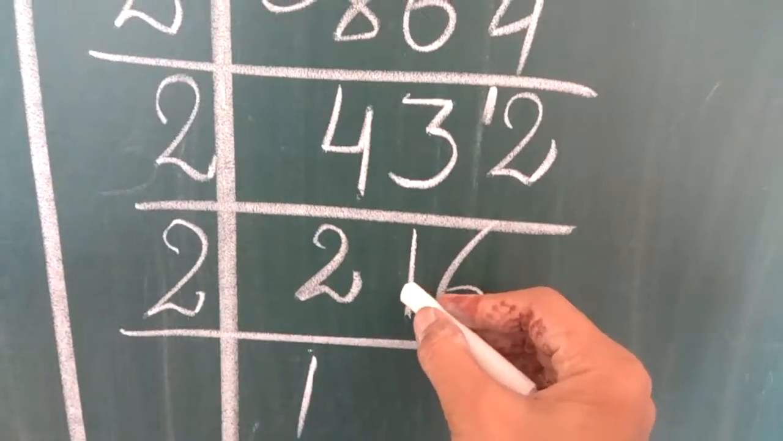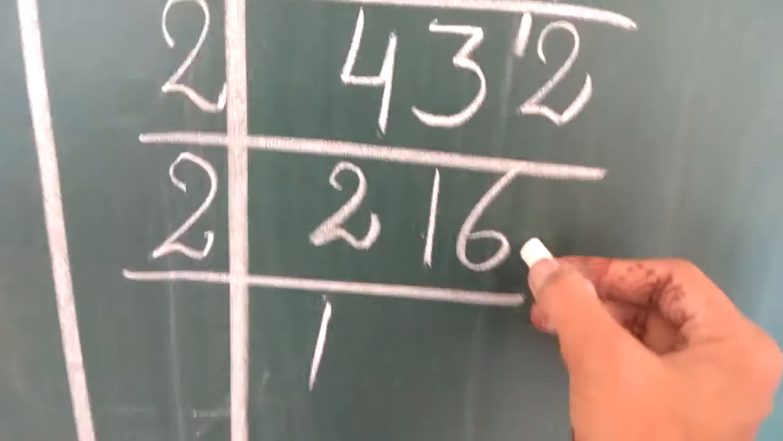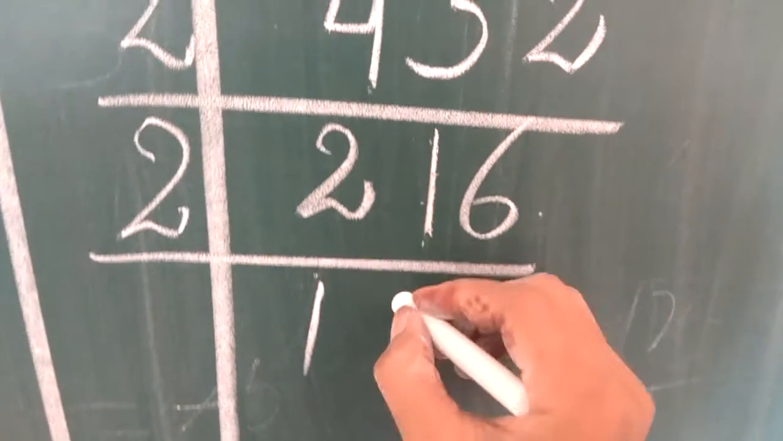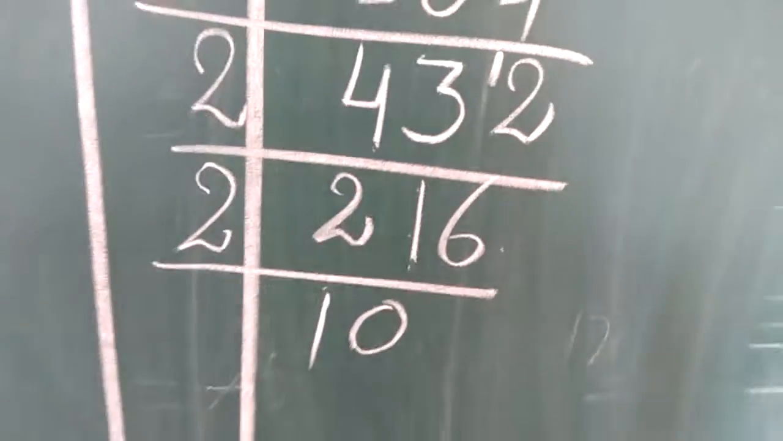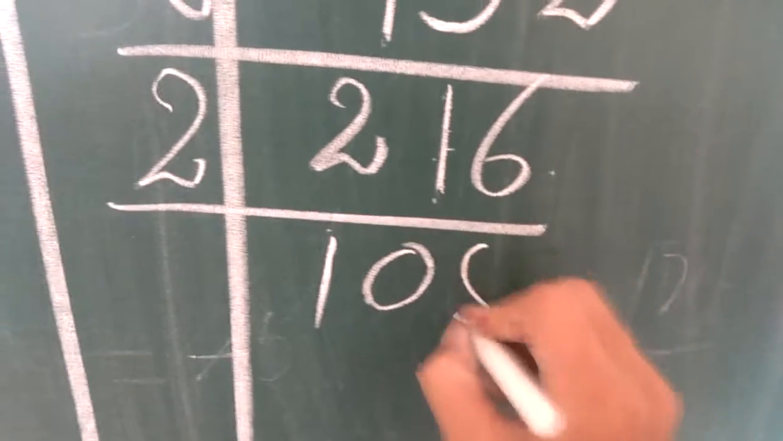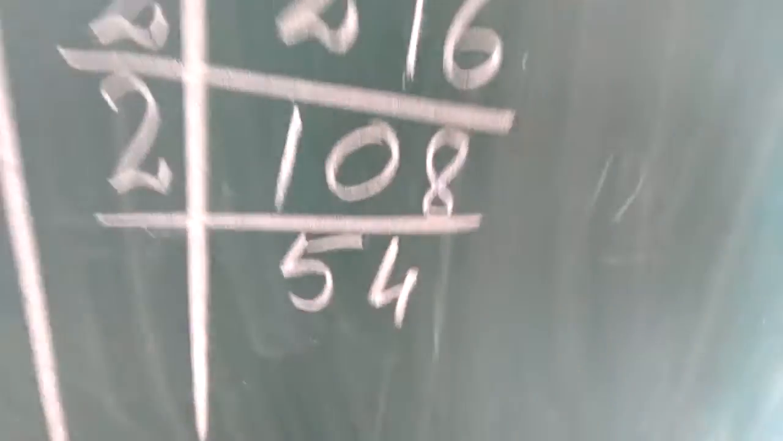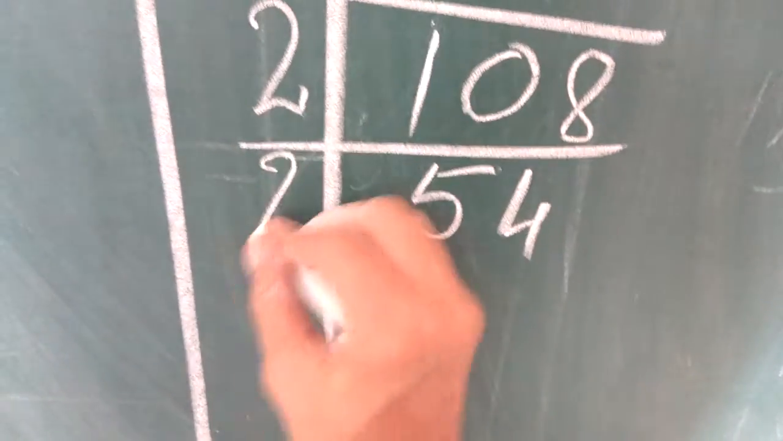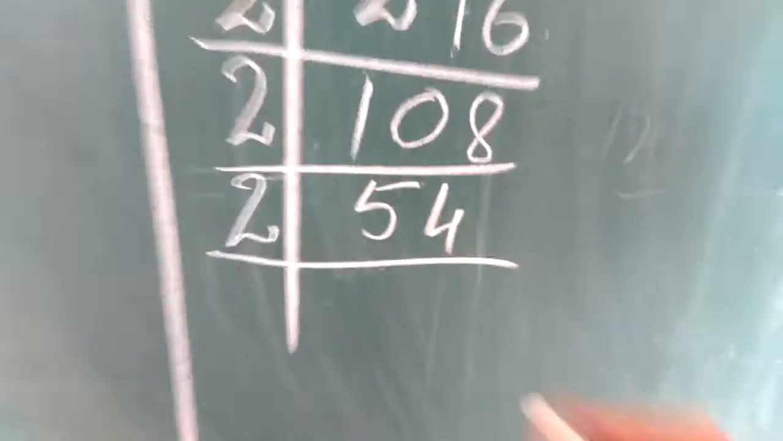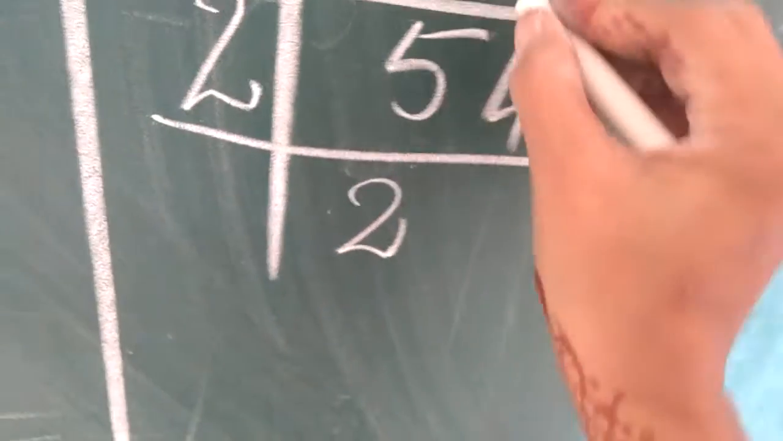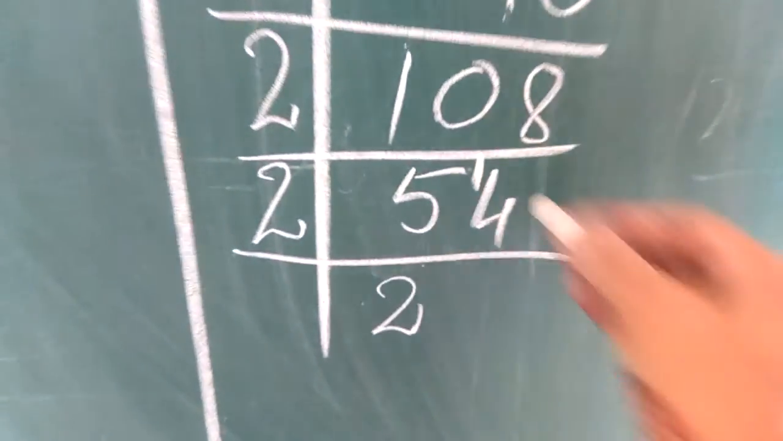Dear students, now take 1. Do not make the mistake. This is 1, not divisible by 2, so we'll place a 0. It will become 16. 8. 2 5s are 10. 2 4s are 8. Then again even, divide by 2. 2 2s are 4. Carry forward 1. Balance is 1. So 14.